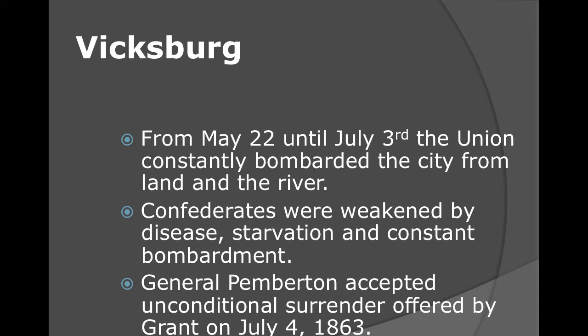The Confederate army that was in Vicksburg was so weakened by disease and starvation and just this constant bombardment that General Pemberton, who is commanding the Confederates in Vicksburg, decides to accept Ulysses S. Grant's unconditional surrender offer. And he surrenders the Confederate Army at Vicksburg to Ulysses S. Grant on the 4th of July, 1863.